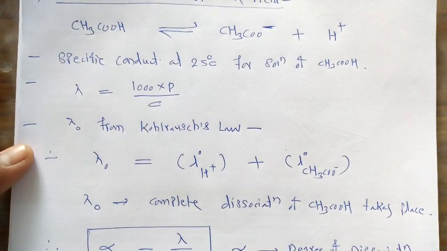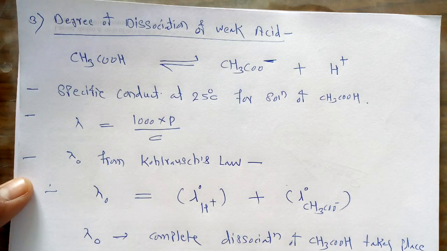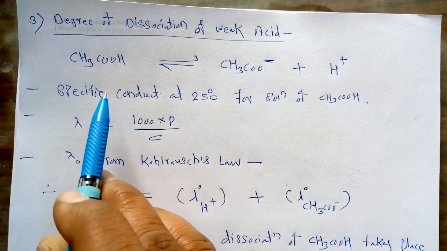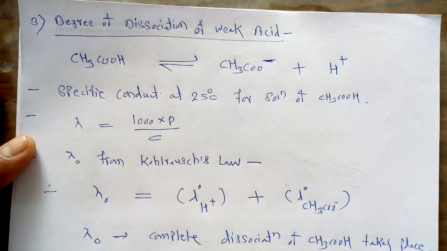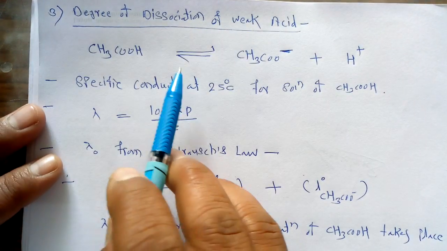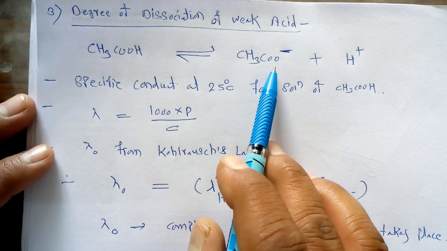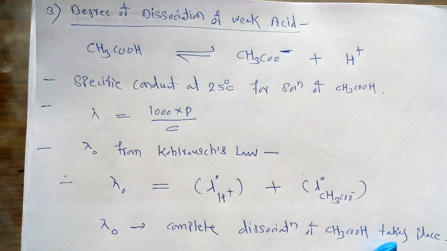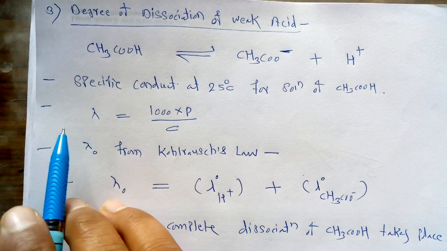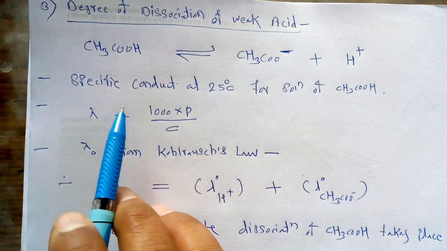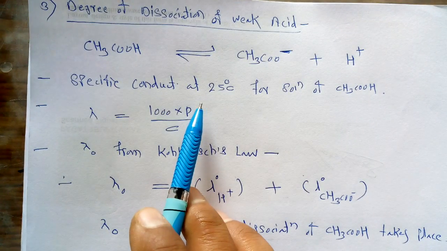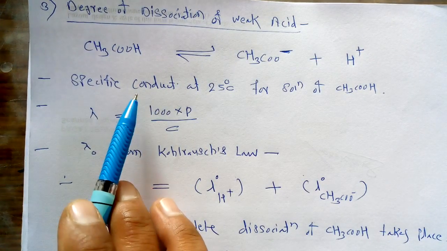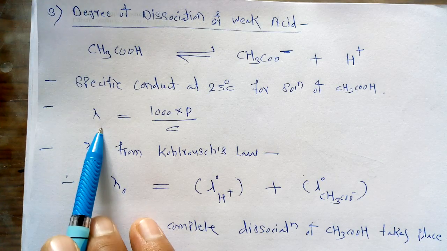So this is the third important application of conductance measurements, that is the degree of dissociation of a weak acid. For this purpose we take acetic acid as an example of a weak acid. As this acid is a weak acid, it is present in the form of its ions, that is acetate anion plus protons. For this weak acid we have to determine some parameters. First is the specific conductance, which we determine at 25 degrees centigrade for the solution of acetic acid. From this we calculate its equivalent conductance.